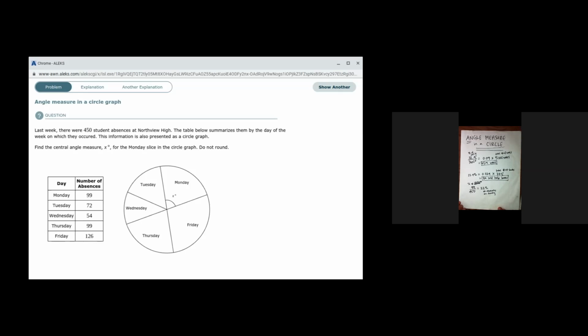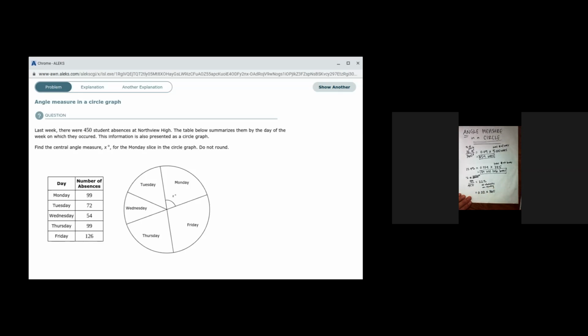But it's asking us for the central angle. So we want to know what 22% of a circle is, because the central angle is talking about the measure of the angle within the circle. So we want to say 22%, which is 0.22, times how many degrees are in a circle?